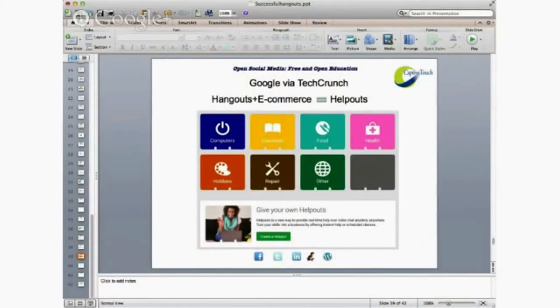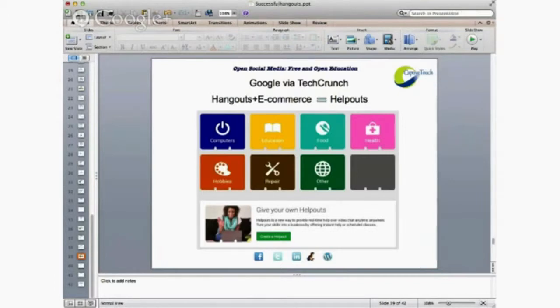There is some interesting news about Google Hangouts via TechCrunch. Hangouts plus e-commerce is Helpouts. So there are rumors that Google is testing out a platform where people can sell their services through video Hangouts.